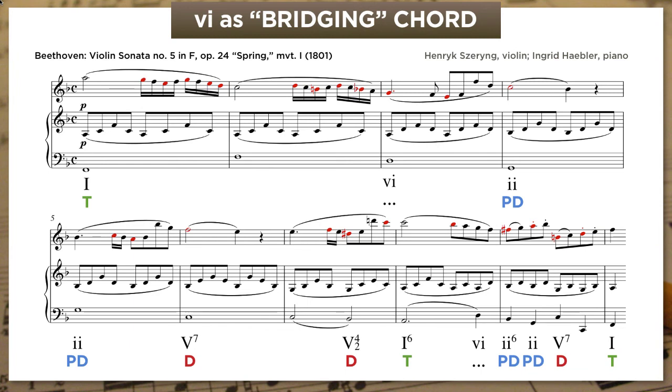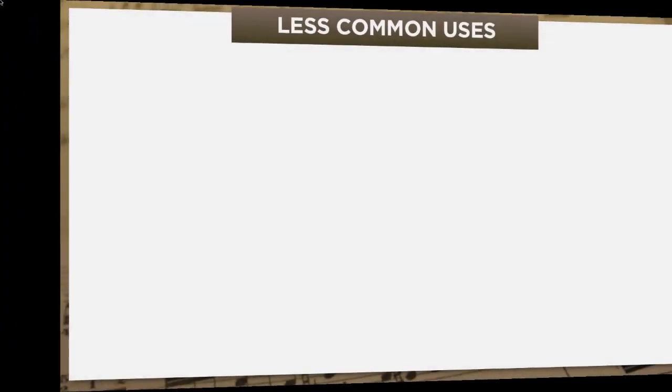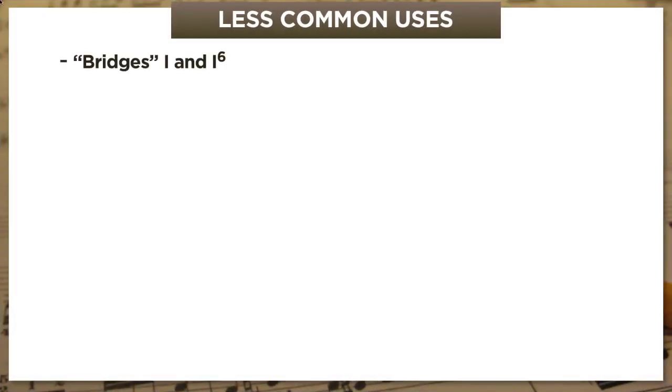So that's all you need to know about the 6 chord, at least for now. But if you're curious about a few less common uses, I've got 2 of them lined up in just a second, but these are strictly for harmony geeks like me, people who want to know about the exceptions as well as the rules. The first one of these has 6 acting as a bridging chord between 1 and 1-6. And this almost always happens under a rising tonic arpeggio, like in the first 3 chords of Mozart's Magic Flute Overture.